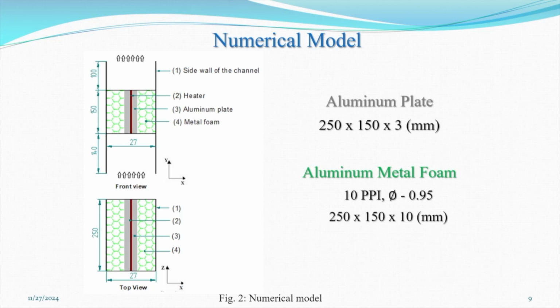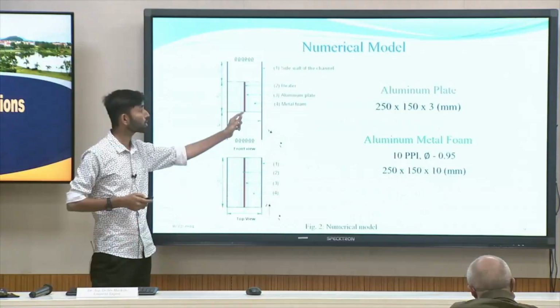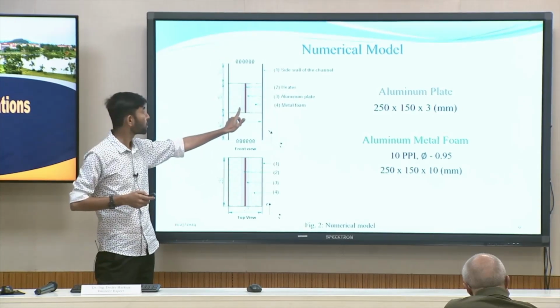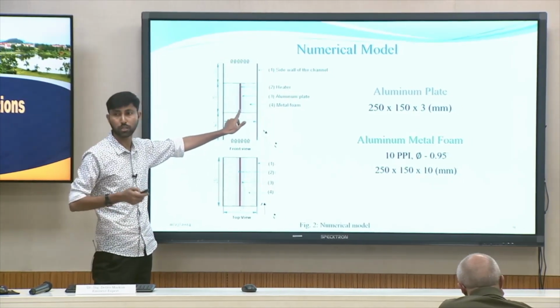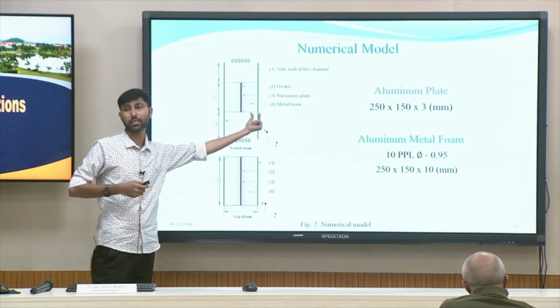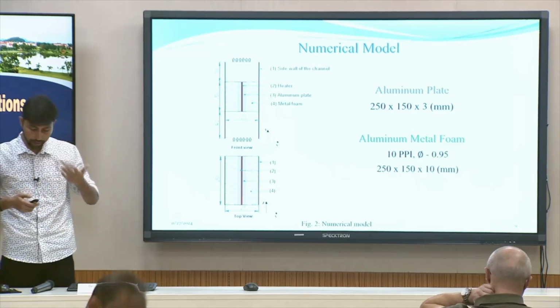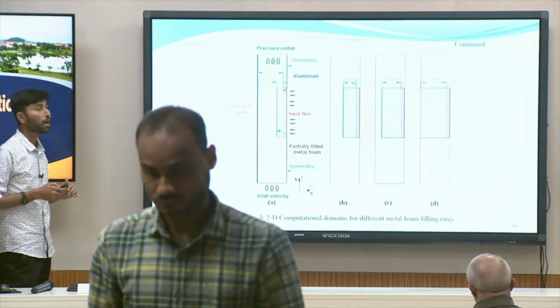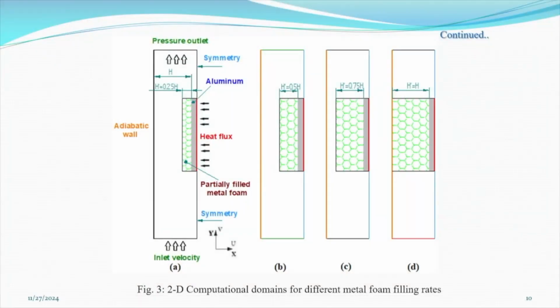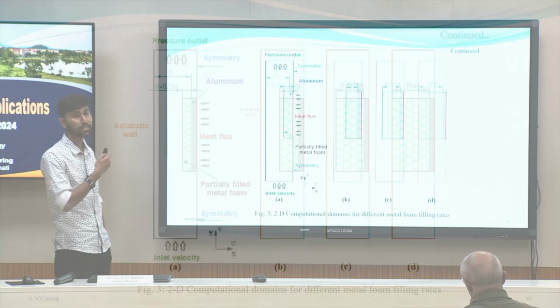In their work, they considered completely filled metal foam. The channel is 27 mm, of which 1 mm is the heater, then 3 mm, 3 mm, so 7 mm, meaning this one is 10 mm and this one is 10 mm. For 10 mm, they filled the metal foam. In my case, I have considered partial filling cases. I have taken a 25% filling case: figure A represents 25% filling, figure B 50% filling, figure C 75% filling, and figure D 100% filling.